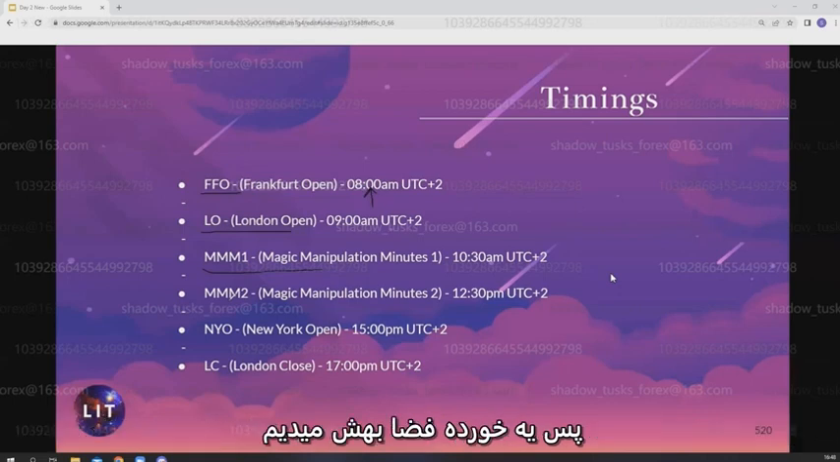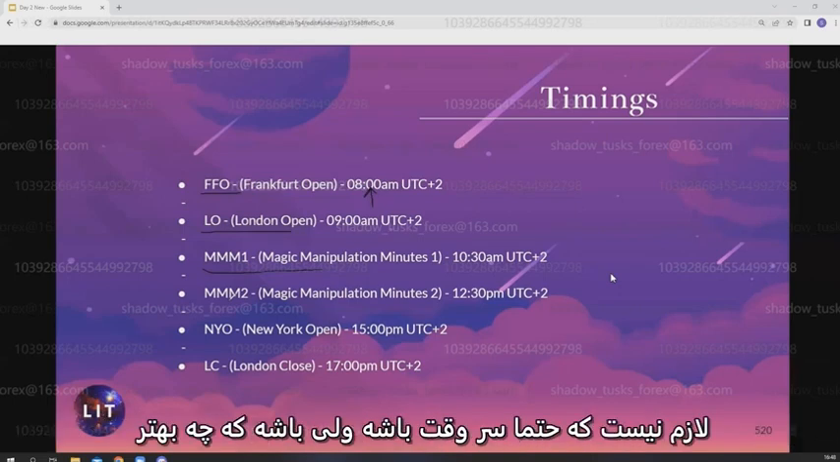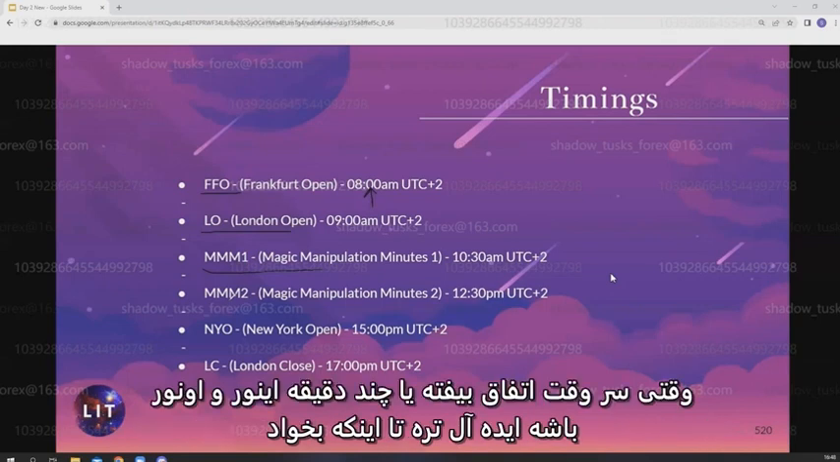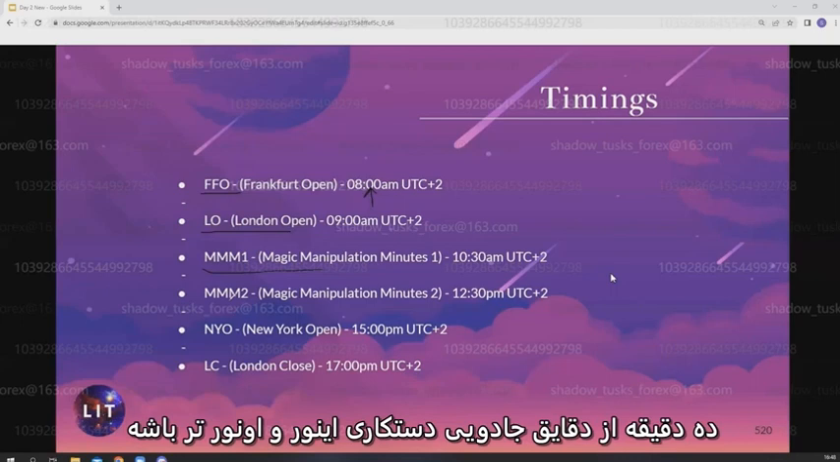So we give it a few minutes. It doesn't have to be to the minute, but it can be. It's more ideal when it's to the minute or a few minutes off, as opposed to nearing the 10 minutes away from magic manipulation minutes.